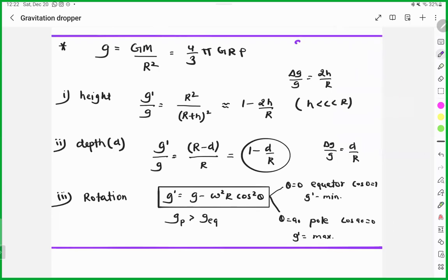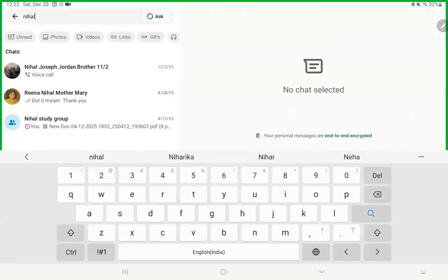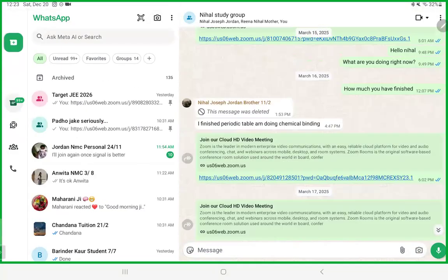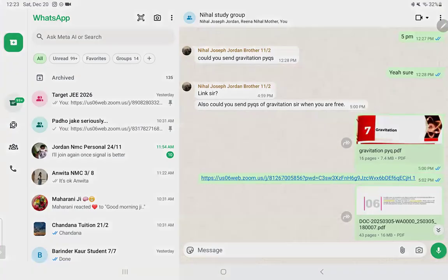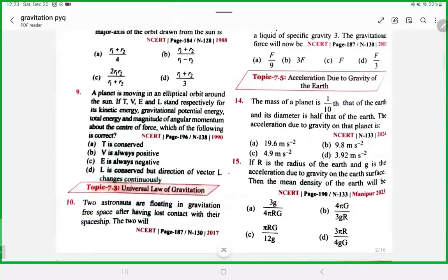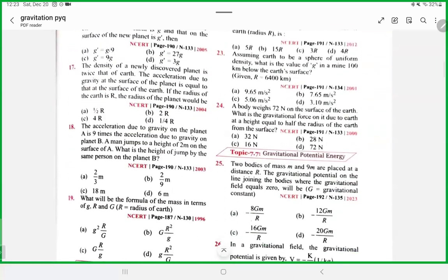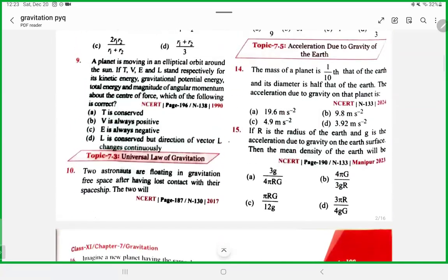That was the summary of today's class. And you have to solve 20 questions from this. Now, using these formulas, you can solve any question. Let me tell you how many questions there are. Acceleration due to gravity, from 14, 15, you can solve questions up to 24. 11 questions are there.